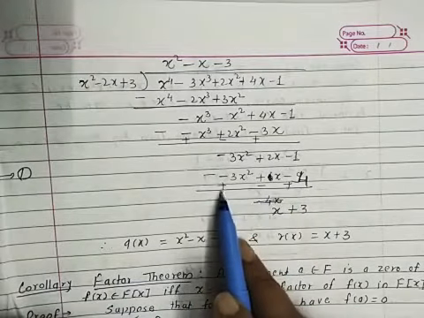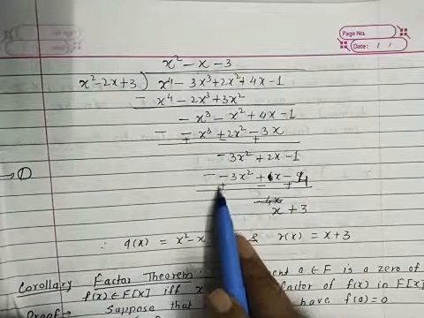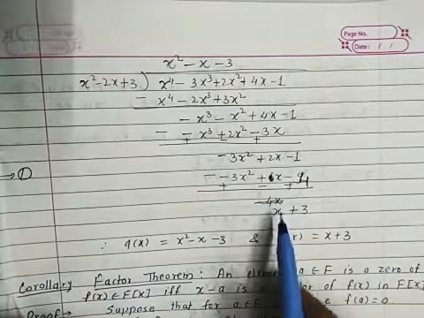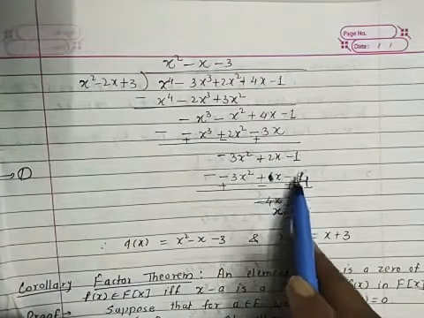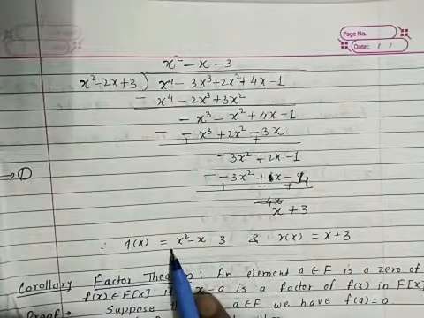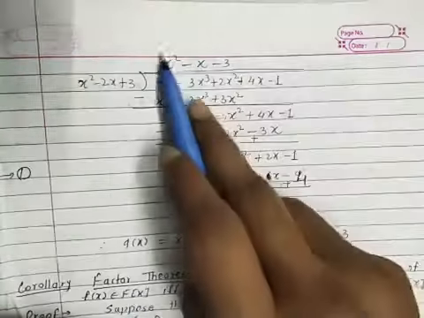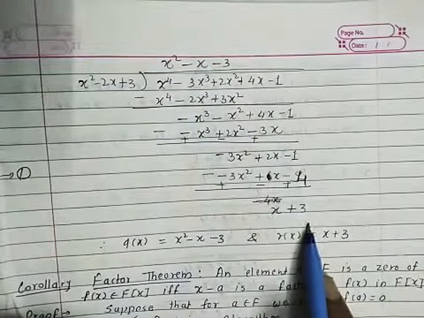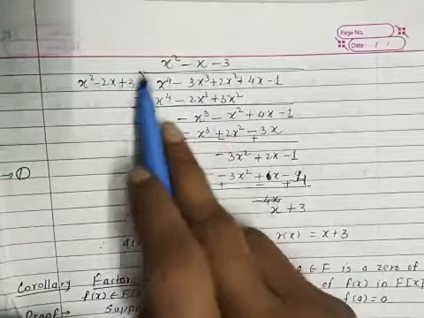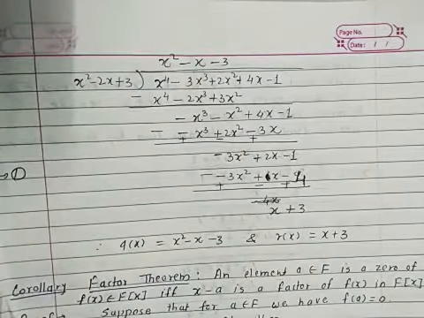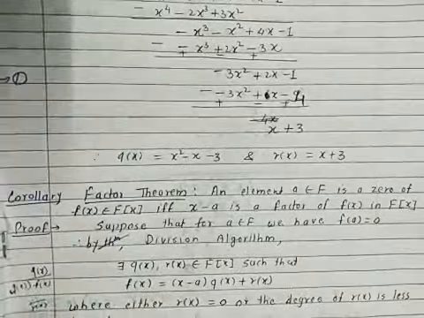So after subtraction, the signs will reverse, and here these 2 will get cancelled. 2x minus x, that is x, and here 4 minus 1, that is 3. Therefore we get q(x). So q(x) is x square minus x minus 3 and r(x) is x plus 3. Means this polynomial is the product of these two plus this remainder. Okay.